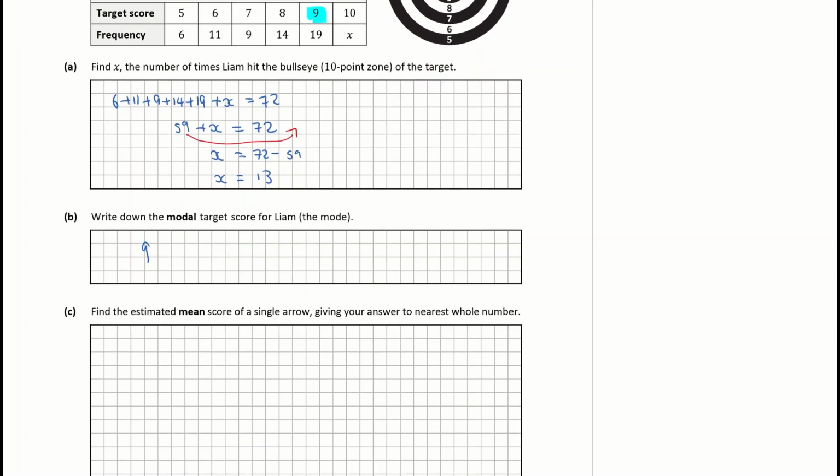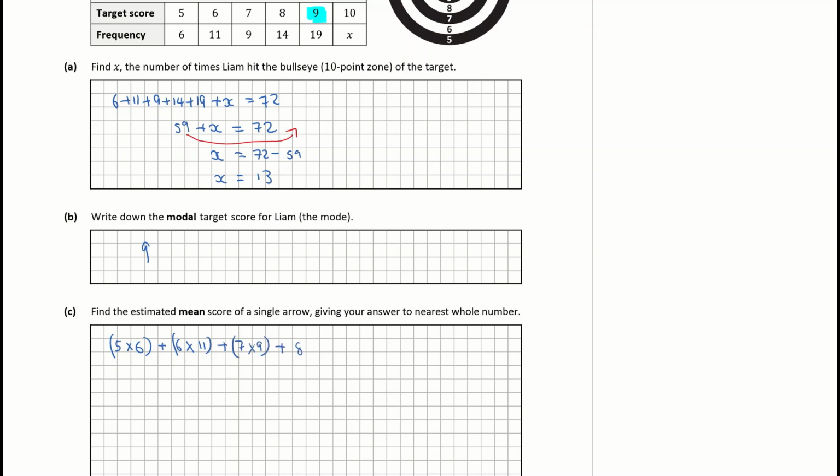Part C. Find the estimated mean score of a single arrow, giving your answer to the nearest whole number. Because this is a frequency table, it's not just as simple as adding them up and dividing by how many you have. To calculate the mean from a frequency table, we take the first score, which is 5, and multiply it by the amount of times it appears, and it appears 6 times. I then add on the next score, which was a 6, multiplied by the amount of times it appears, and so on. So Liam scored a 7 9 times.